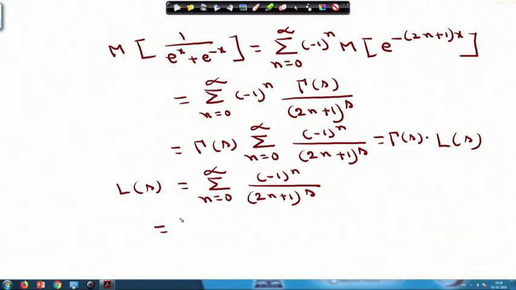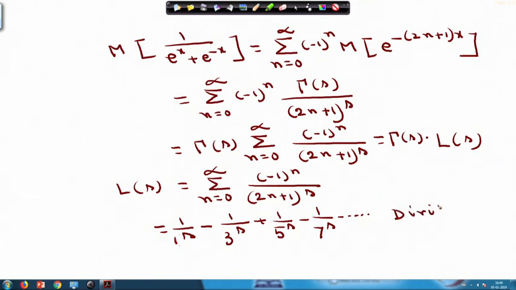and this series, if you evaluate it, is nothing but 1 by 1 to the power s minus 1 by 3 to the power s plus 1 by 5 to the power s minus 1 by 7 to the power s, like this way it is continuing. This series is known as the Dirichlet L function.